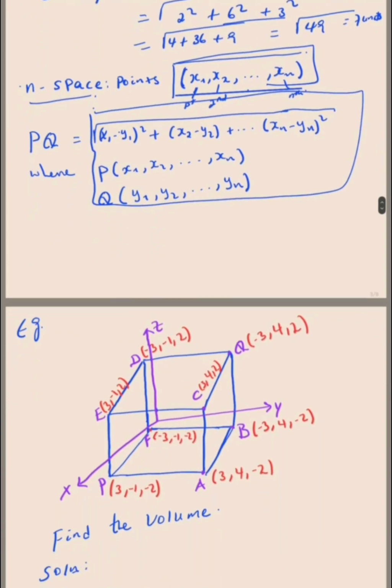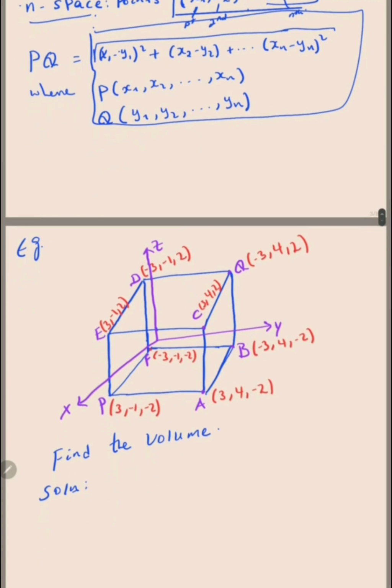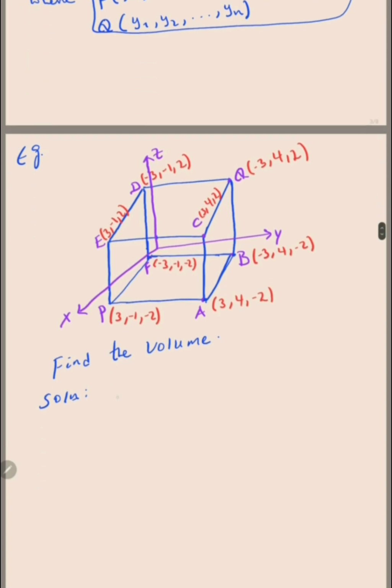So for instance, if you are given this solid figure, a rectangular solid, you see that each corner has a point representation. So if we know the point representation of each corner, we can use these points to find the volume. As you know, the volume of a solid figure is given by area of base times height.